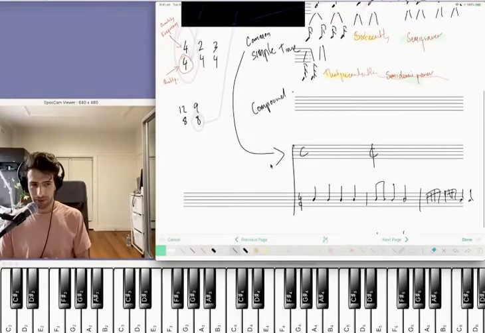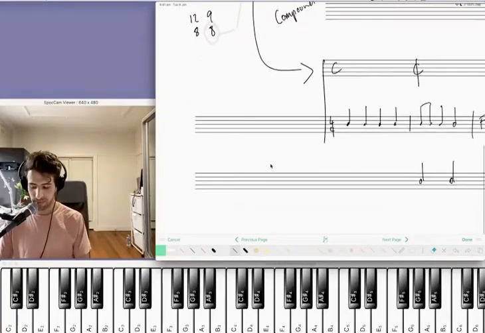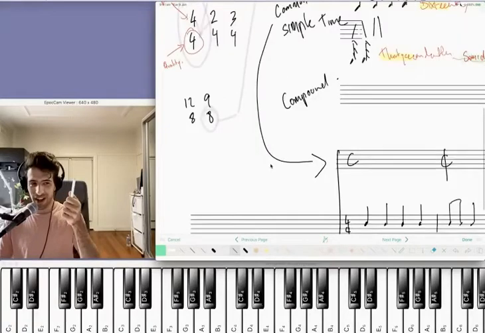So 12-8 means that there's 8 crotchets in a bar. 12 eighth notes in a bar. So the 12. Yes, good. Thanks. I'll touch on that now. The 12 being the frequency. So you're going to see 12 of them within the bar.